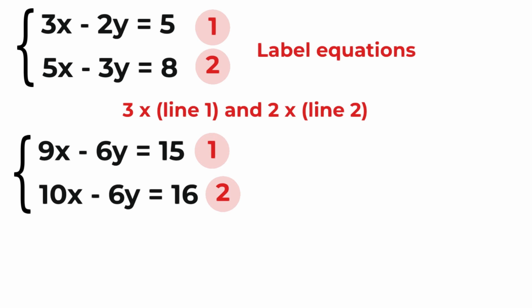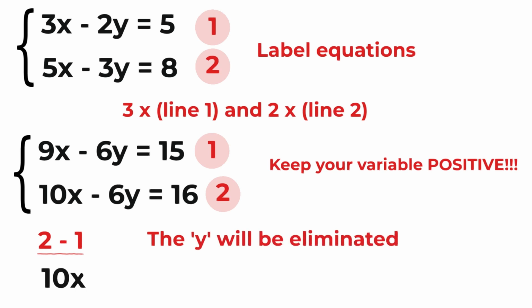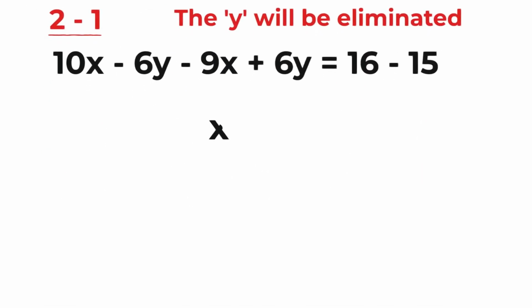And now again, bearing in mind that we like to keep our variable positive, I would encourage you to do line 2 minus line 1 instead of line 1 minus line 2, so that you get 10x minus 9x instead of 9x minus 10x. So 10x minus 9x is going to be nicer because it'll be 1x. If you do 9 minus 10, you get negative 1. It's not a disaster, it just means that you have a negative value to deal with. So doing line 2 minus line 1, because it's a little bit better, we're going to do 10x minus 6y minus 9x plus 6y, and the y's are cancelling out, they're eliminated. And on the right hand side, we get 16 minus 15, which is 1.